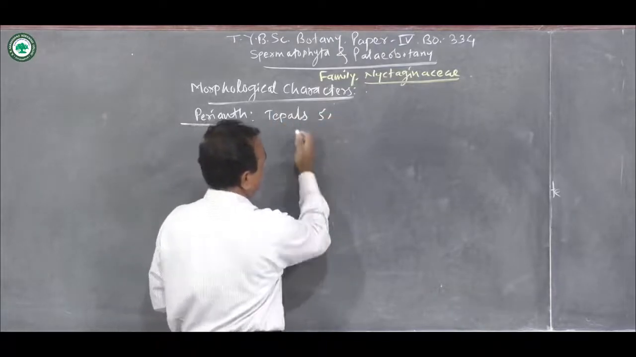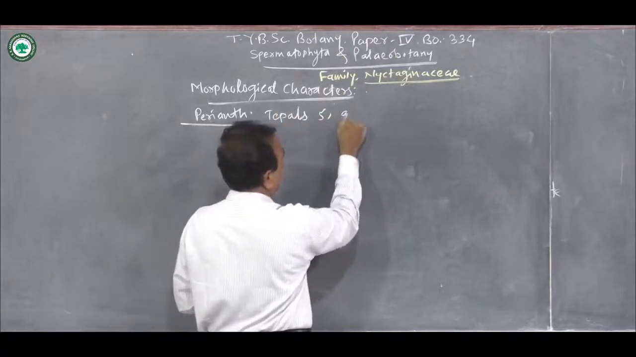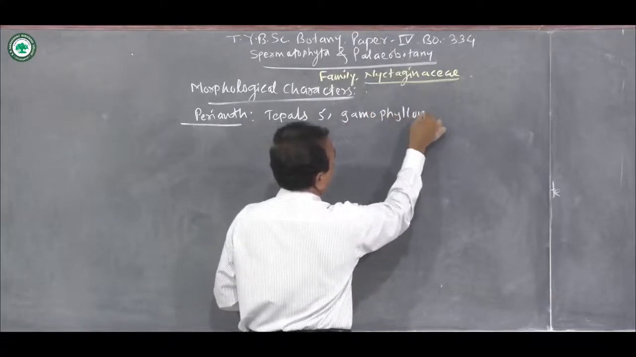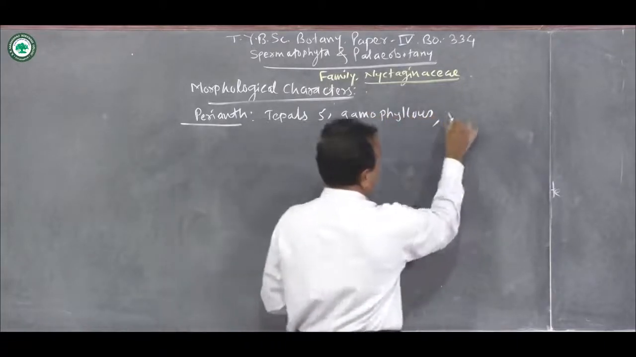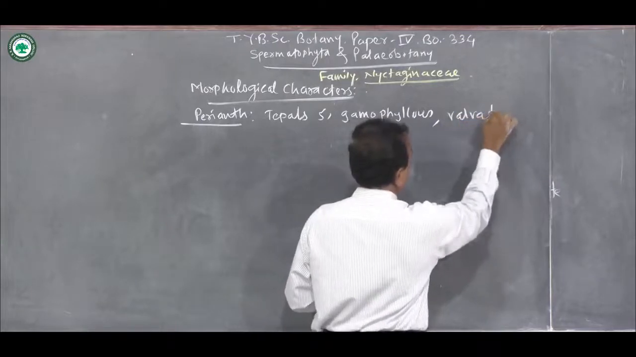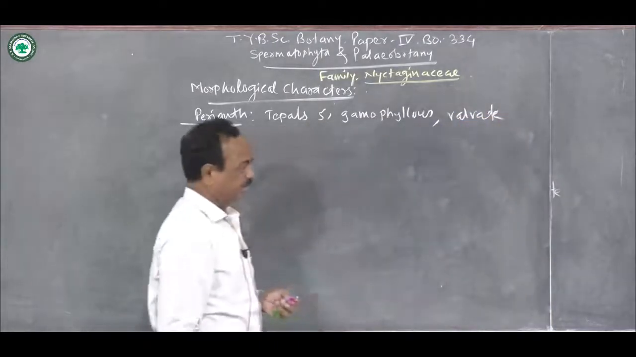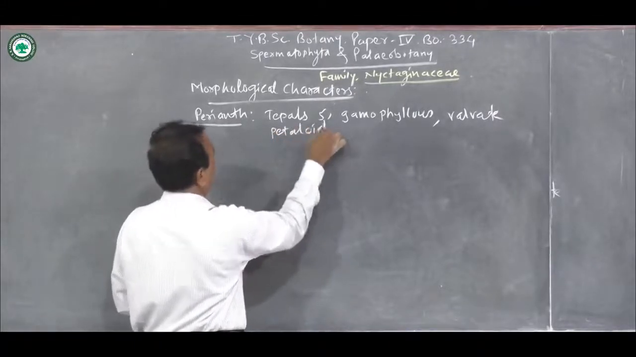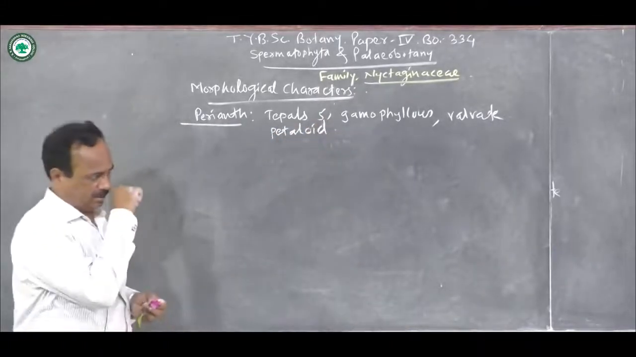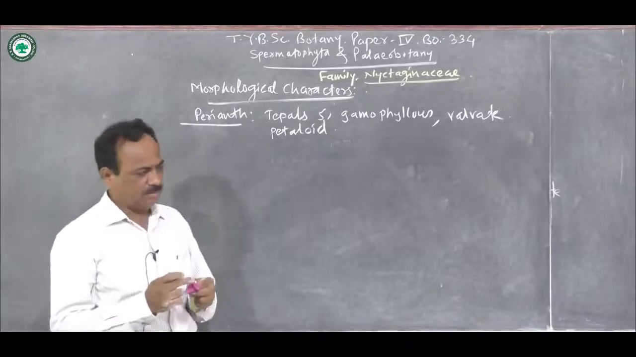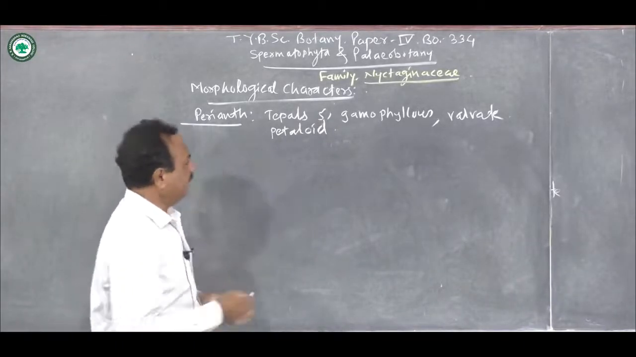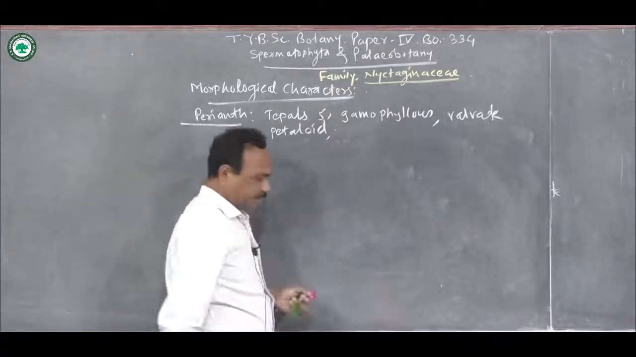Tepals are 5. These tepals are united, so it is called gamophyllous or gamotepalous, and present in the valvate type of aestivation, and it is petaloid. Perianth lobes are colored. Here it is yellow, whitish in color. So it is petaloid.